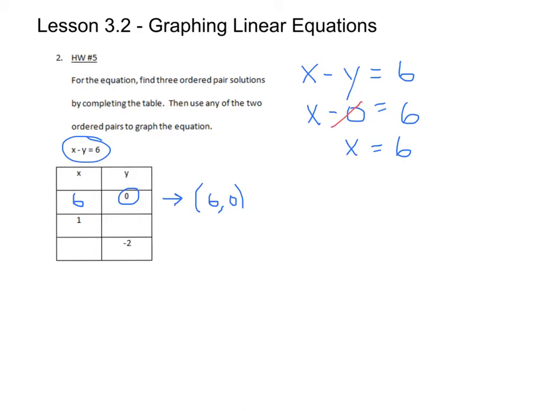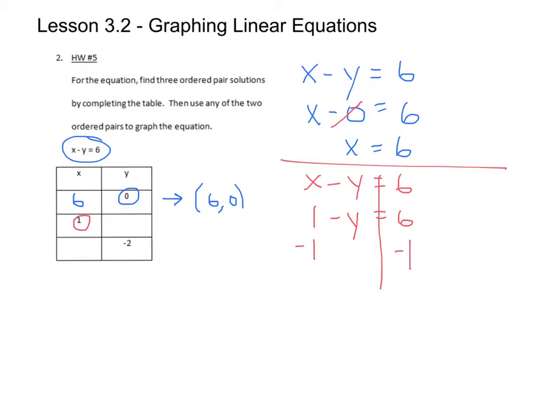So let's do the next one. I'll change colors. I'll draw a line here. Let's do our next one. Same equation, x minus y equals 6. This time it tells us that x equals 1. So our clue is x equals 1. So 1 minus y equals 6. And we will do inverse operations. We will go minus 1.